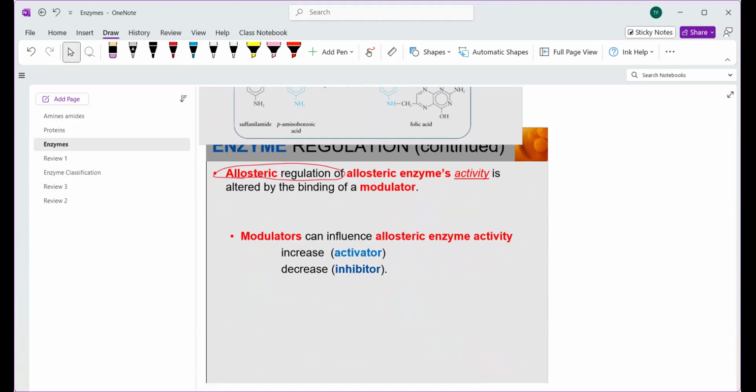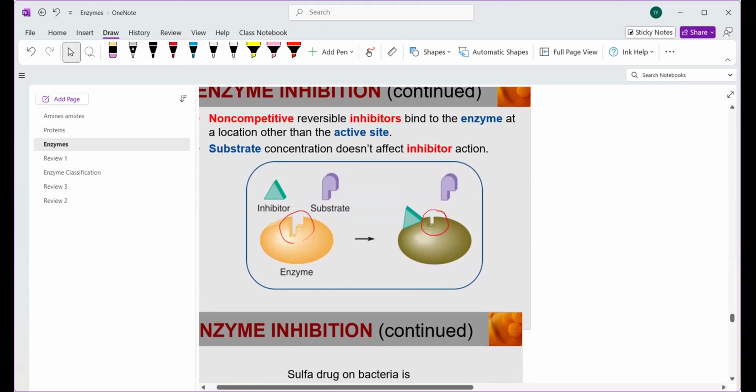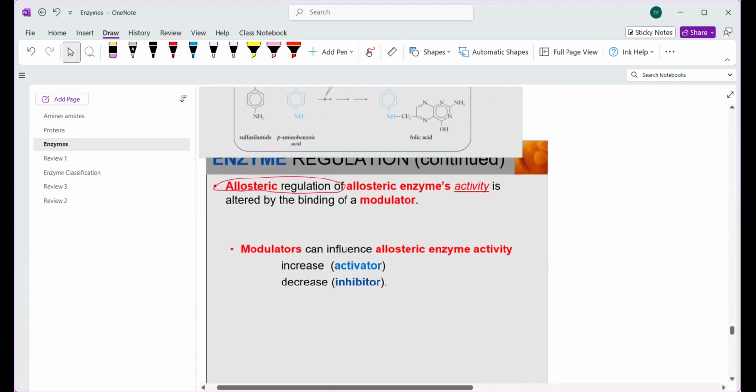Okay, allosteric regulation is similar to this, only it's more specific. So allosteric activity is monitored or activated by something called a modulator. That modulator can either slow down or increase the active site's efficiency. If it increases its efficiency, it's called an activator. Slows it down, it's called an inhibitor.